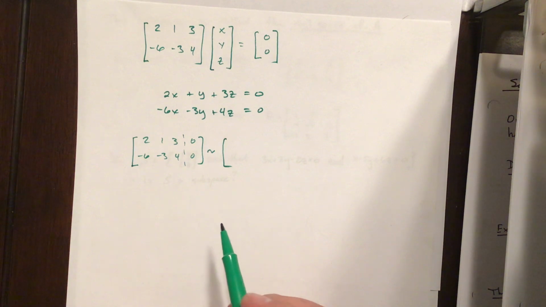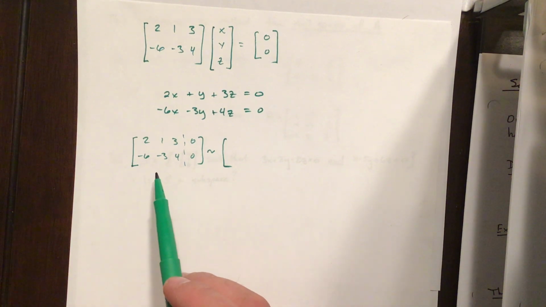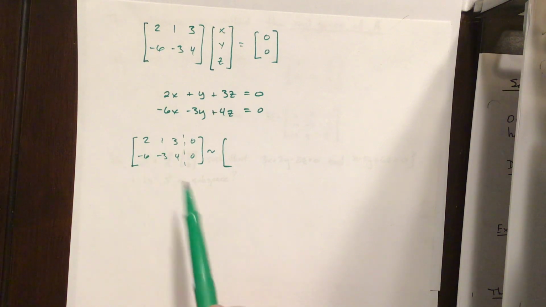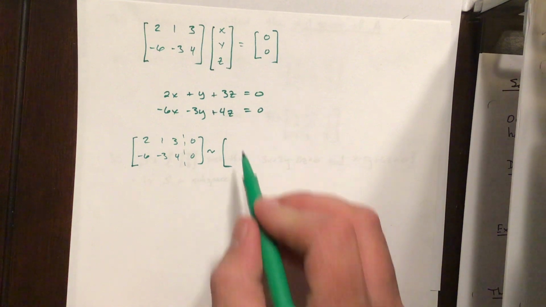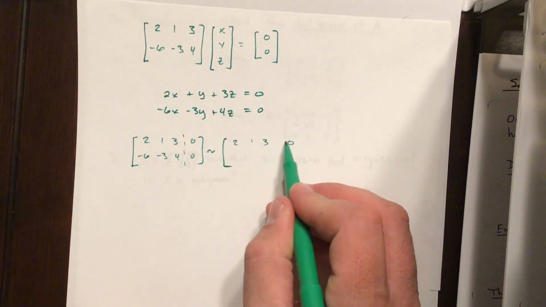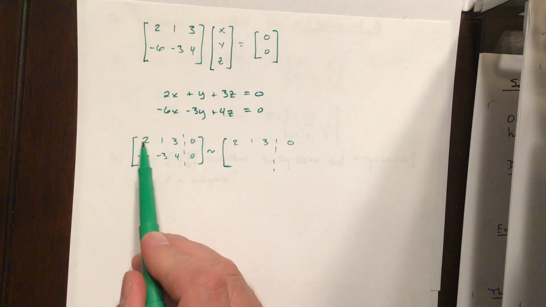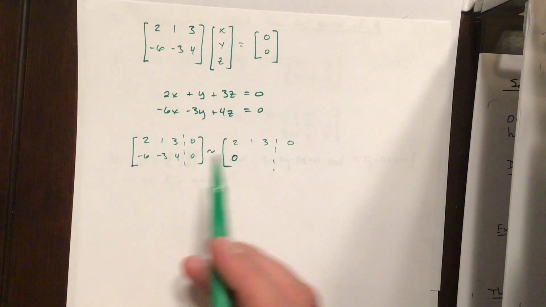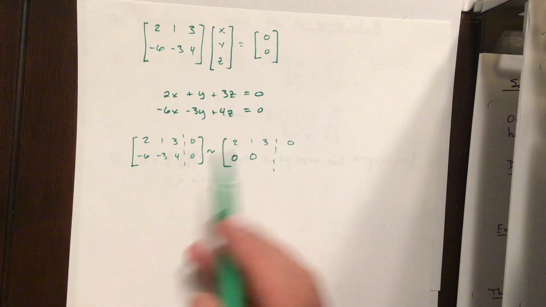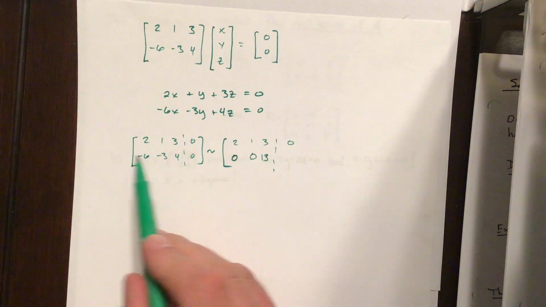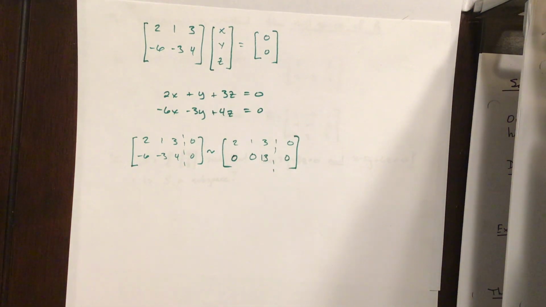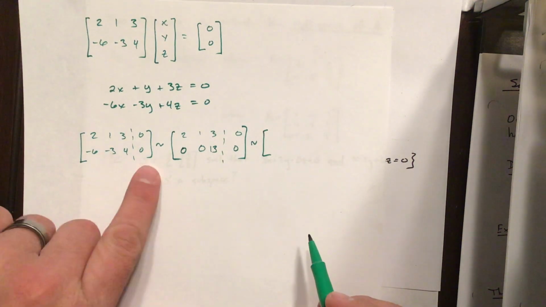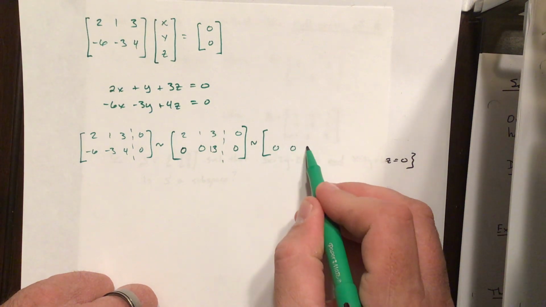So let's see. If I wanted to put this in row echelon form, I could take row 1, multiply it by 3, add it to row 2, and that could be my new row 2. So 2, 1, 3, 0. 6 plus -6 is 0. 3 plus -3 is 0. 9 plus 4 is 13, and 0 plus 0 is 0. Okay, so that's the first action I would do. And then I would scale the bottom row, 0, 0, 1, 0.